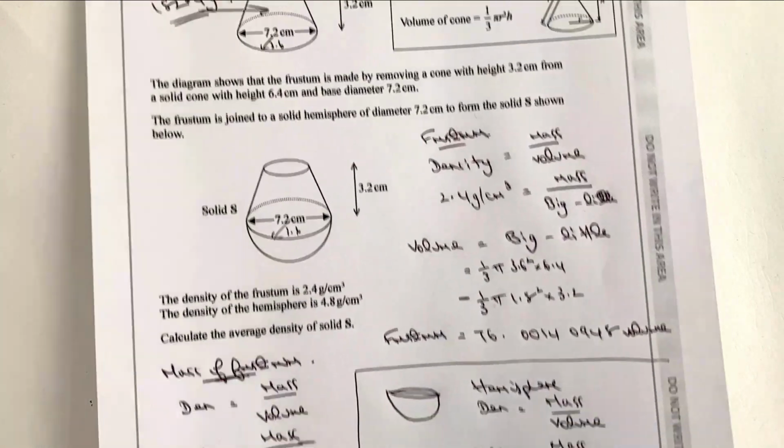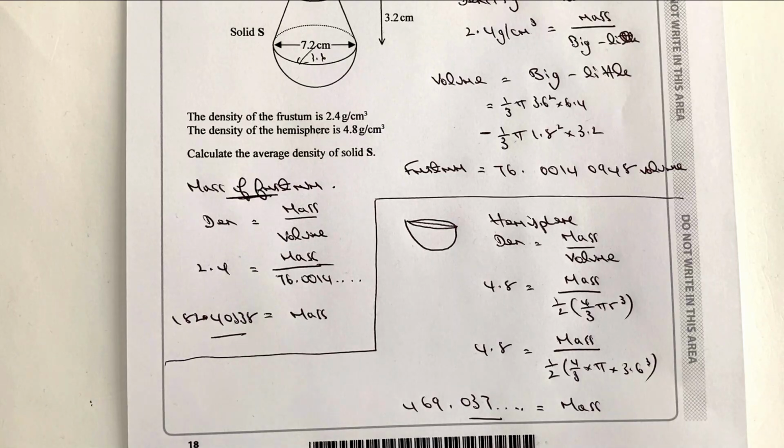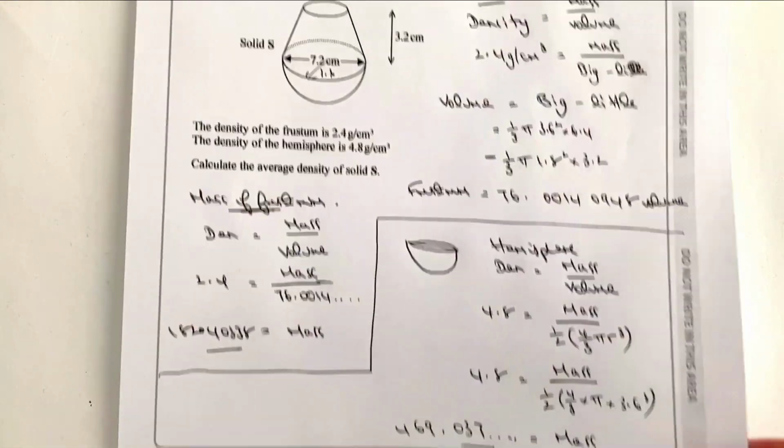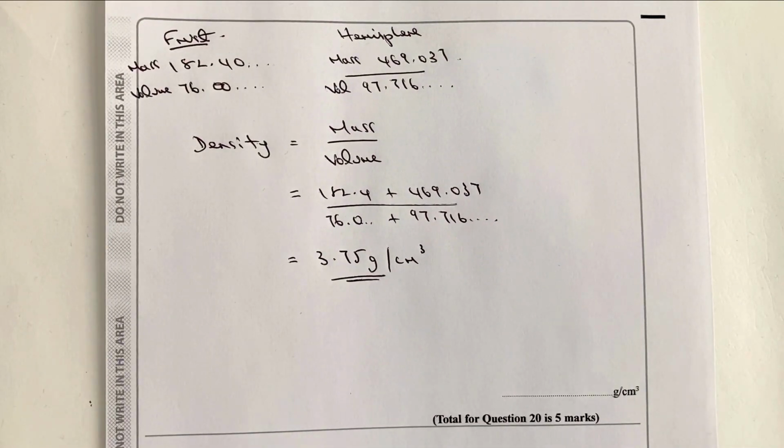Once we've got the mass of the frustum and the volume of the frustum, we do exactly the same with the hemisphere to get the mass and the volume of the hemisphere, and then we put that together into one particular calculation. So we'll take a bit of time to work through those sorts of things. They are 5 marks, quite a hard-earned 5 marks, I must say.